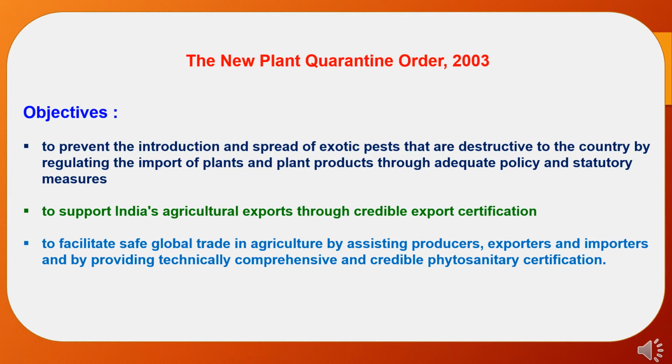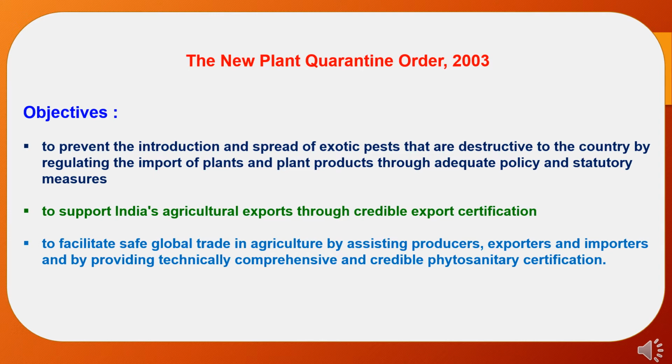Now we will study the new Plant Quarantine Order 2003. The development of the new plant quarantine order, also known as the Regulation of Import into India Order 2003, reflects the primary plant quarantine concerns of the Government of India. These rules are to prevent the introduction and spread of exotic pests that are destructive to the country by regulating the import of plants and plant products through adequate policy and statutory measures.